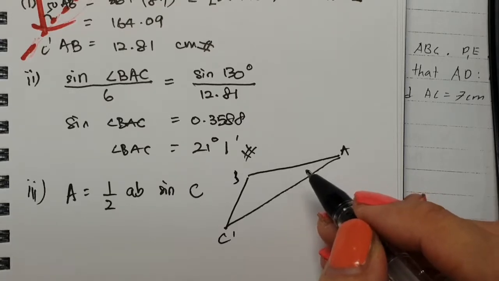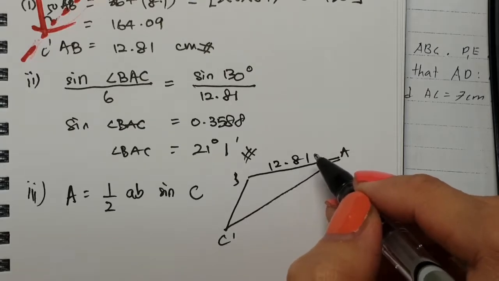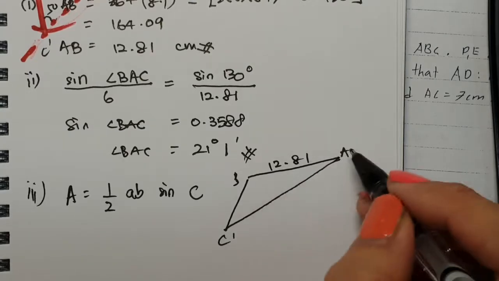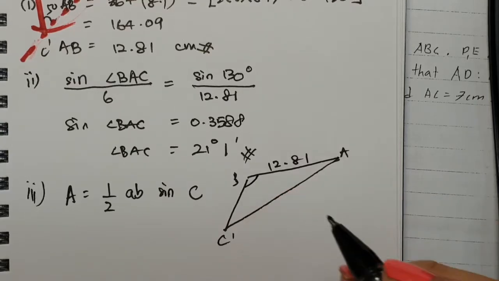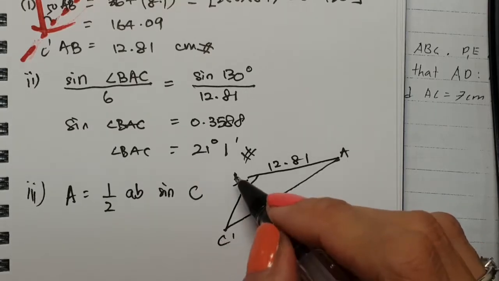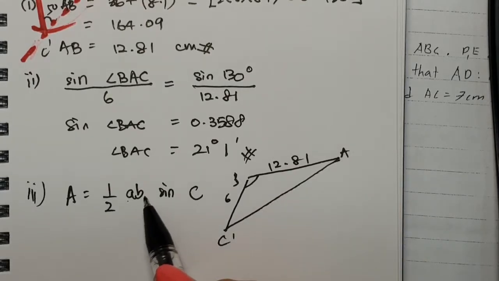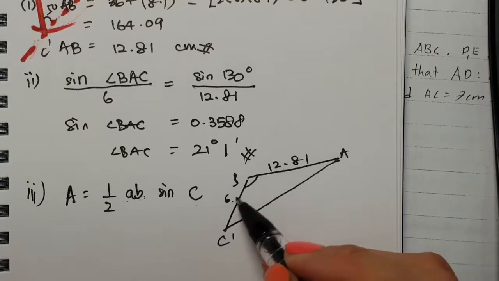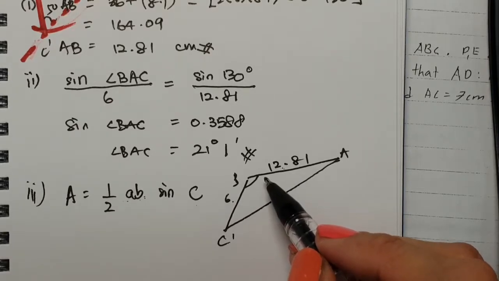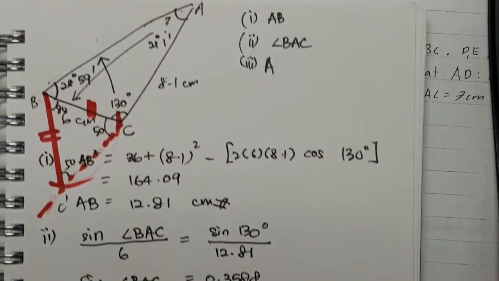We have AB, which we found to be 12.81 in part 1. And then we have the angle BAC, right? Then from there we find this angle ABC. I don't have the length of AC prime, but I do have BC prime, that is 6 cm. What we need is for these two lengths to include the angle that we need to find, that is C. So no matter what, I have to find the angle between these two sides. So this is how I found the angle.